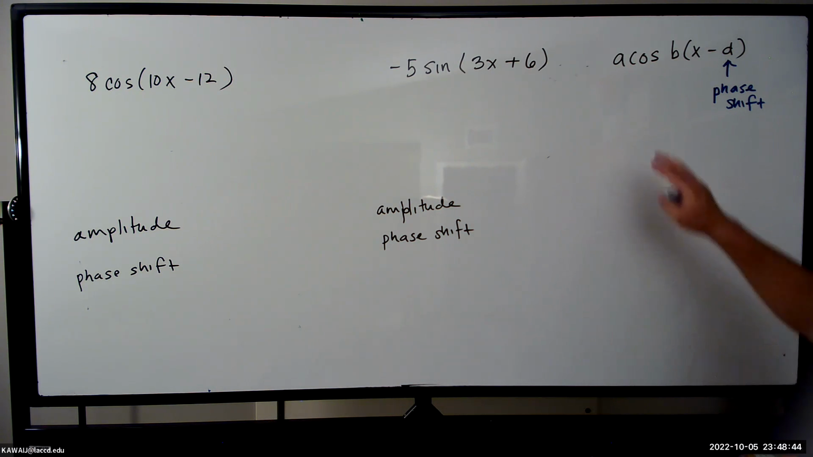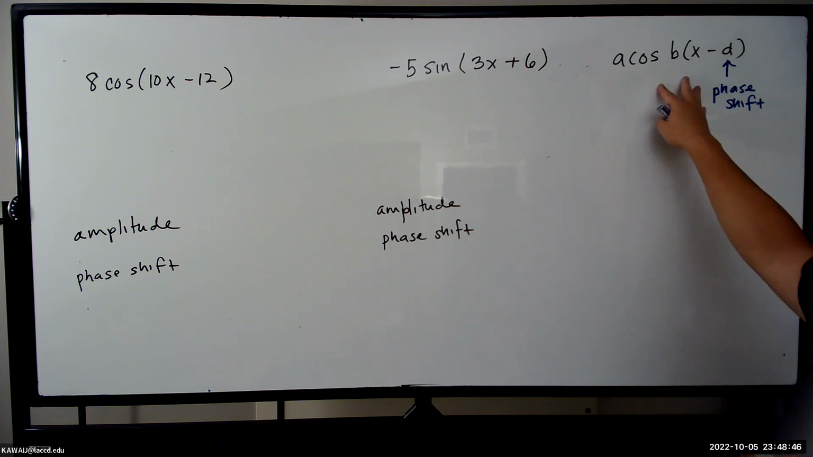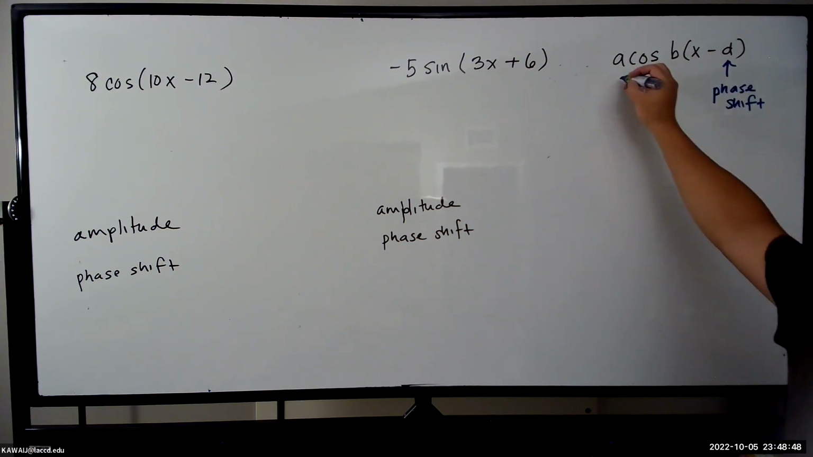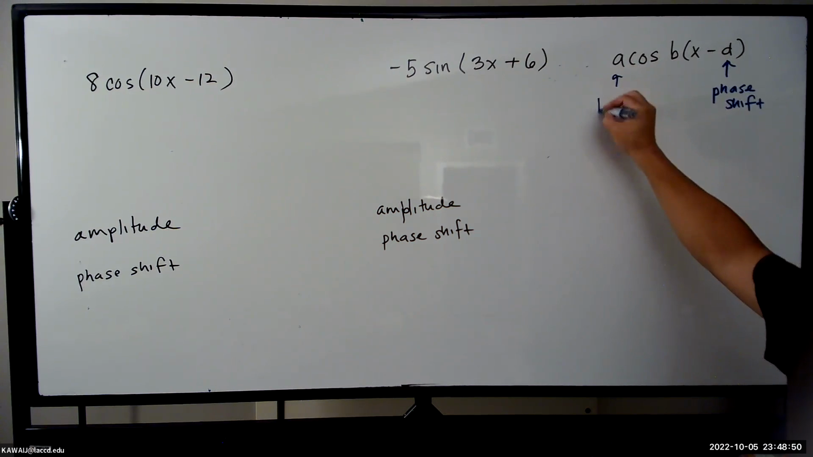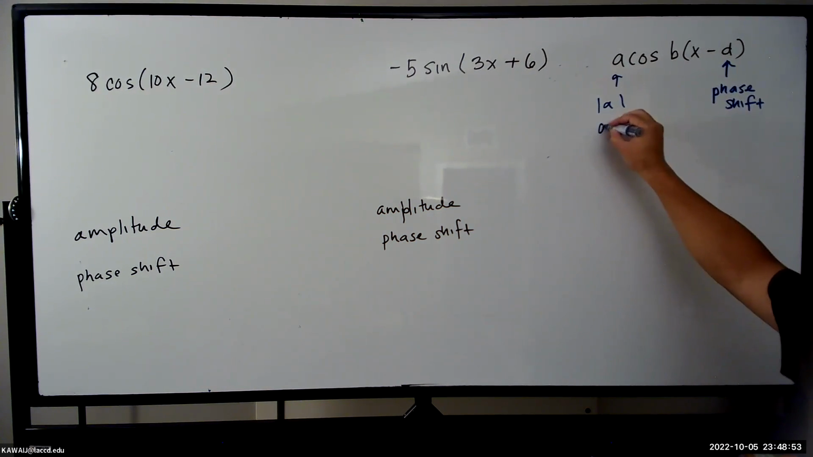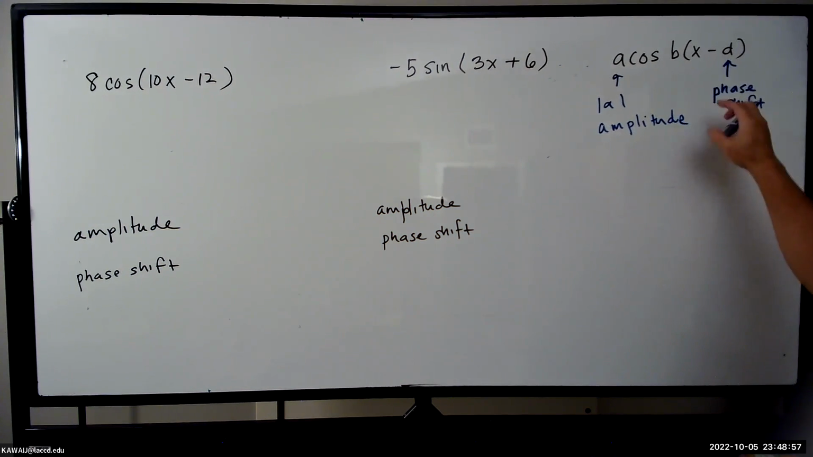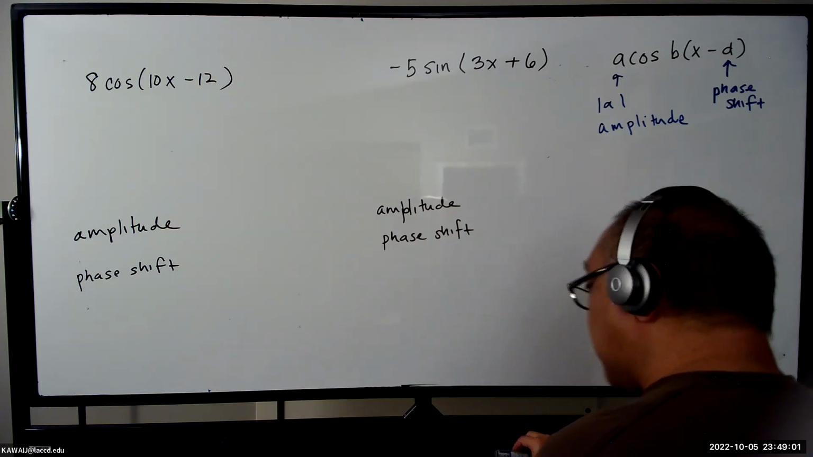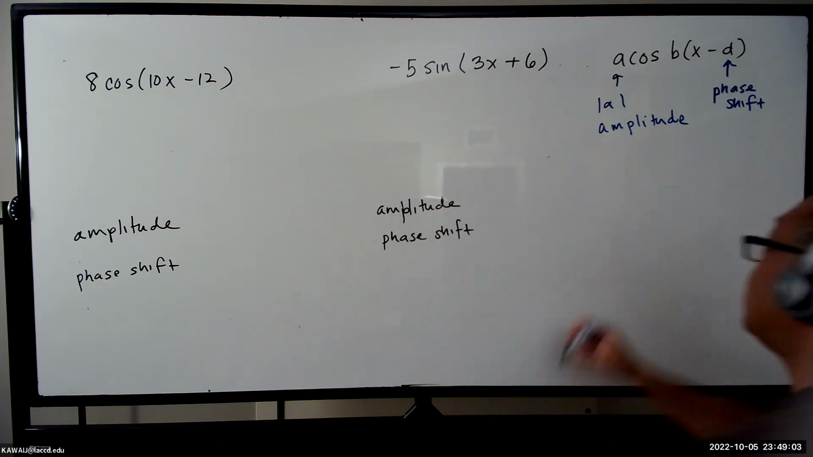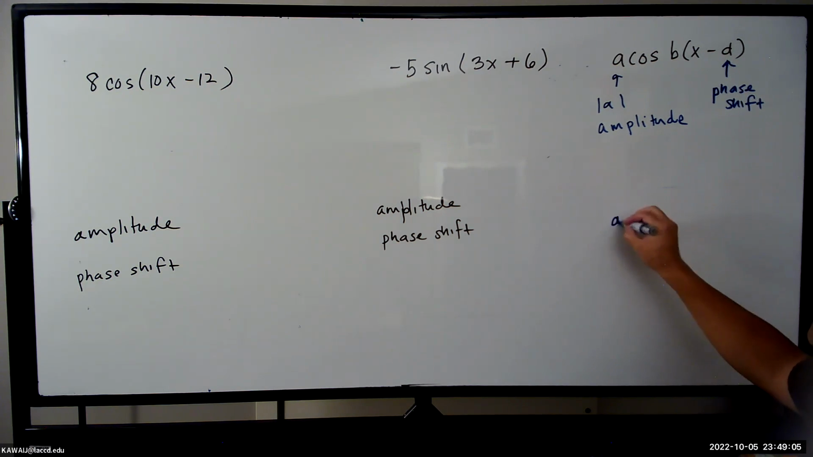Now, if we look at the formula the book gives us, this right here is the amplitude. The absolute value of that is the amplitude. And over here, that's the phase shift. Now, what we had been working on in class is things where this is already distributed.